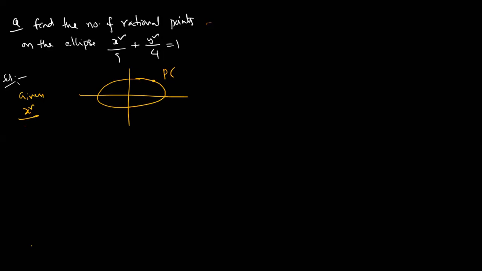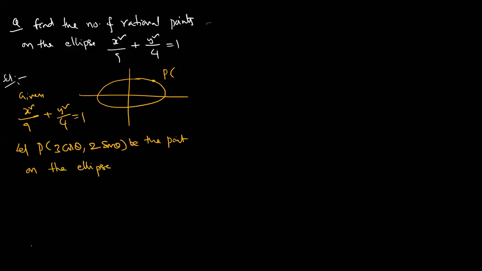Given, let P be a cos theta. A means how much here? 3 cos theta. B means 2, 2 sin theta be the point on the ellipse. That means this is 3 cos theta comma 2 sin theta. So how many points are existing on this ellipse? Anyone? Number of rational points they are asking.